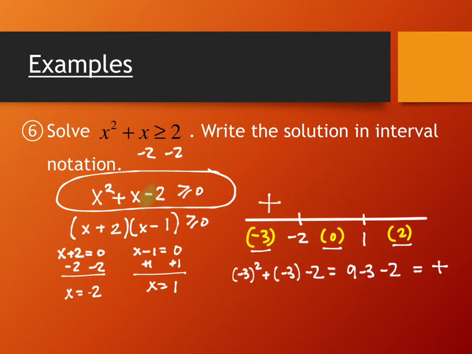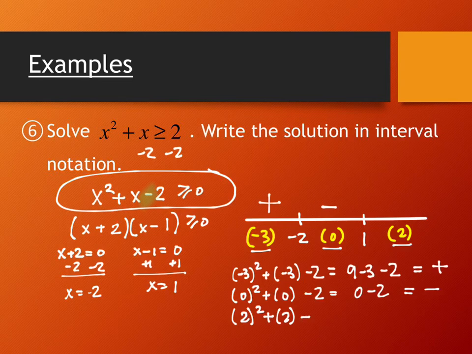So right now I'm just going to put a plus right here on my graph, above the number line. I'm going to use my next test point, which is 0. So I have 0 squared plus 0 minus 2. What is that? Yeah, that's negative. So there's a negative right here. And the last one I chose was 2. 2 squared plus 2 minus 2. Lots of 2's. 2 squared is 4 plus 2 minus 2. And I get a positive.